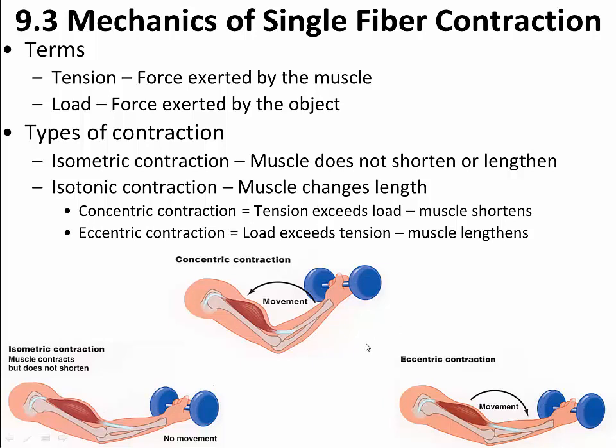And so there's two possibilities here. One is a concentric contraction. In a concentric contraction, the tension exceeds the load, and the muscle shortens. And so in this case, we see that happening in the middle of our diagram. The other possibility is an eccentric contraction. In an eccentric contraction, the load exceeds the tension, and the muscle lengthens.